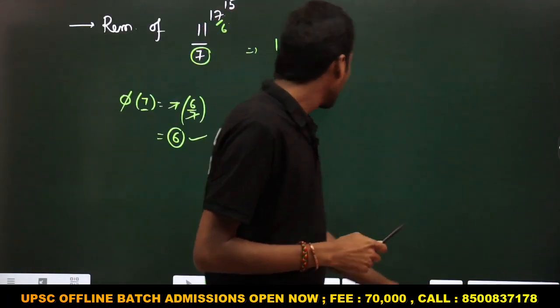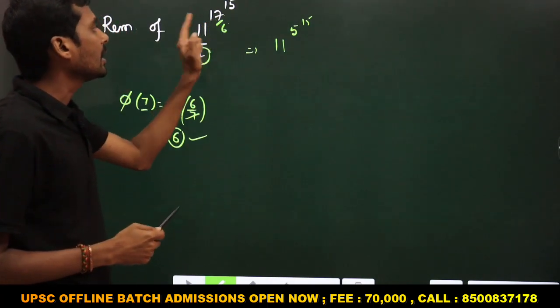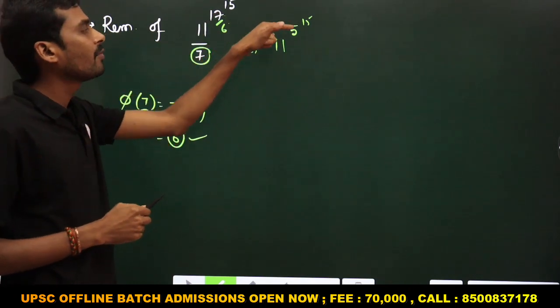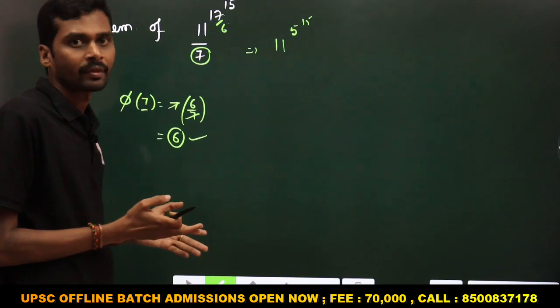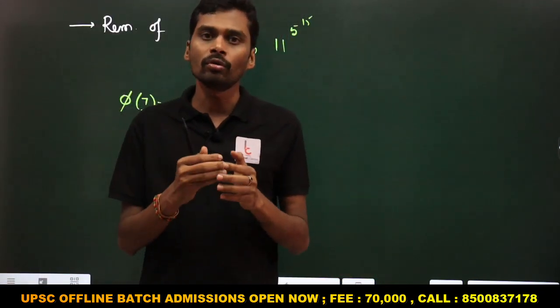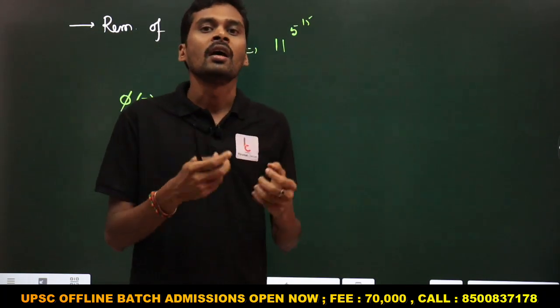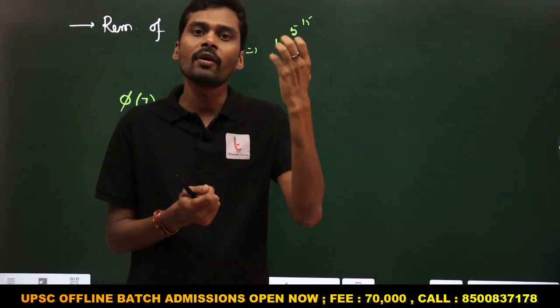But if I divide the power here with the totient number 6, 17 by 6, the remainder is 5. Now 5 to the power of 15 is still a big number. So why am I applying the totient method? We are just reducing that one. We are reducing the intensity of the power, right?